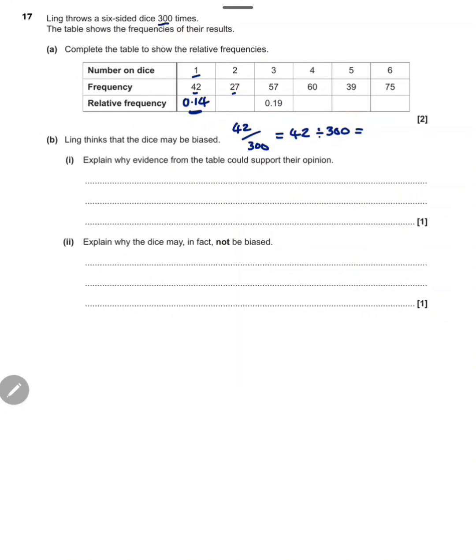We can keep doing that same calculation through the table. I'm going to do 27 divided by 300 and get 0.09. I'm going to do 60 divided by 300 and get 0.2. Just a quick note, all these relative frequencies add up to 1. So if you get a table where there's just a missing value, you're just going to take all these away from 1. But I don't need to do that because I'm just going to do 75 divided by 300, which is 0.25.